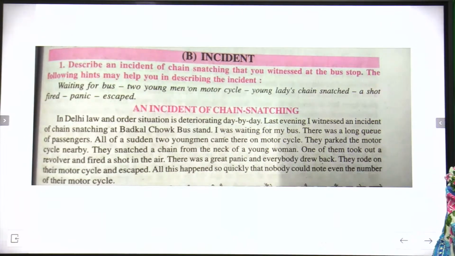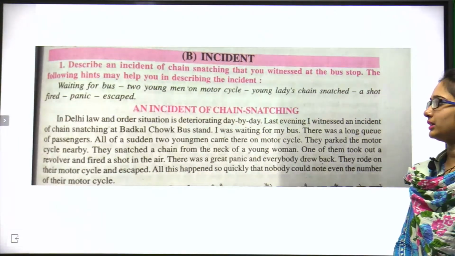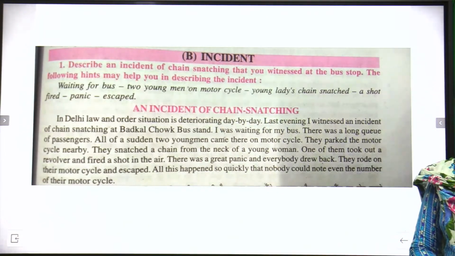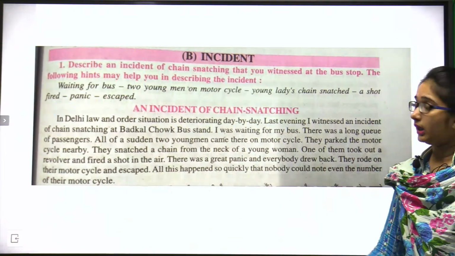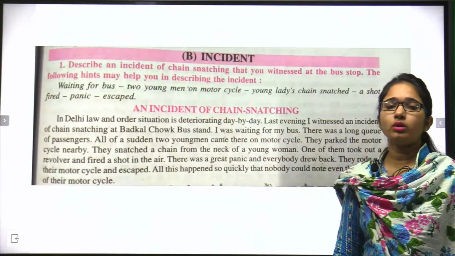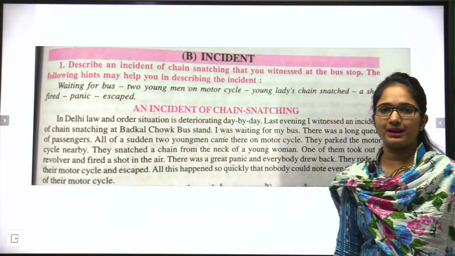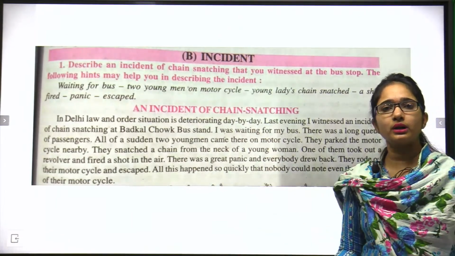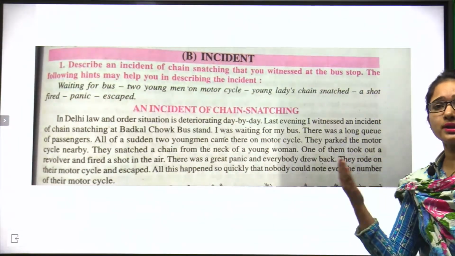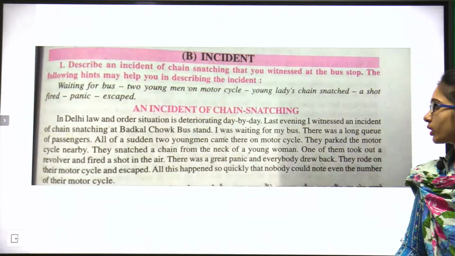Last evening, I witnessed an incident of chain snatching at Bhatkal Chowk bus stand. Now they are giving the venue where the incident had happened. It had happened at Bhatkal Chowk bus stand. Now the bus stand is a public place. Anyone can come and anyone can go. So we have to be very careful. We don't know who is a thief.